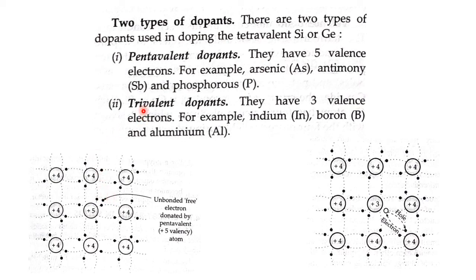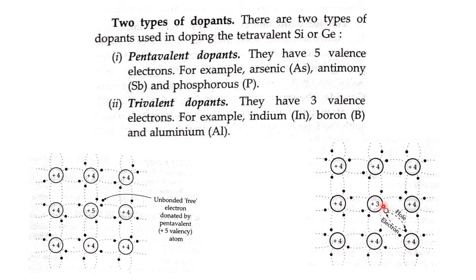Moving on to our next type of dopant, trivalent dopant. They have 3 valence electrons. Some examples of your trivalent dopants are indium, boron, and aluminium. Fine. So when you dope your pure semiconductor, like in this case you have +4, that means germanium, with trivalent dopants. Trivalent dopants have how many valence electrons? 3. So it shares its 3 electrons with 3 nearest neighbor atoms. So what happens to this fourth one? It does not have any electron to share with this fourth one. Hence there is a hole created.